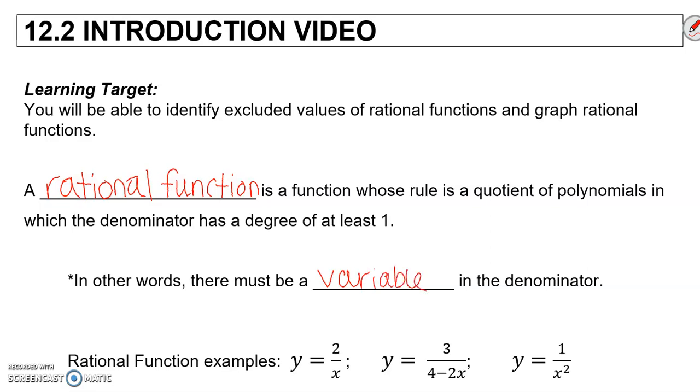in the denominator. So here we have some examples of y equals 2 over x, y equals 3 over 4 minus 2x, and y equals 1 over x squared. So notice all the variables in the denominator.